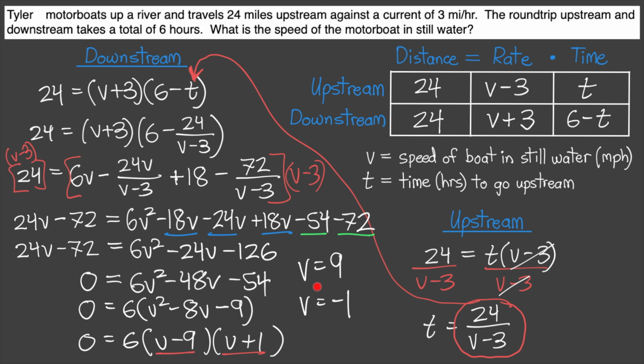Now, which one of these answers is correct? Because they both cannot be right. Well, can I have a velocity of negative? Yes and no, but for this problem, we'll say no. You can't have a speed that's negative. So that tells us that our velocity in still water, because that's what V represented, the speed of the boat in still water, our velocity is 9 miles per hour. So there is our answer. We can go ahead and cross out the V equals negative 1. Let's look at another example.